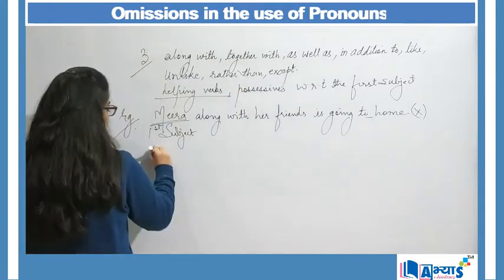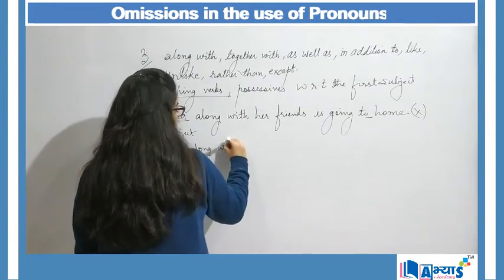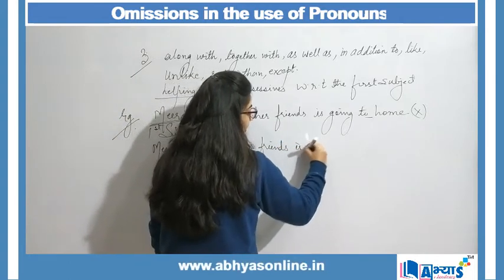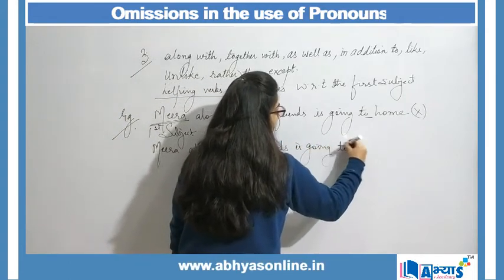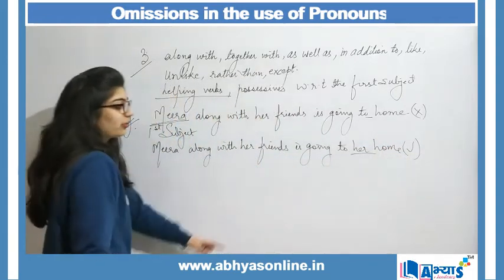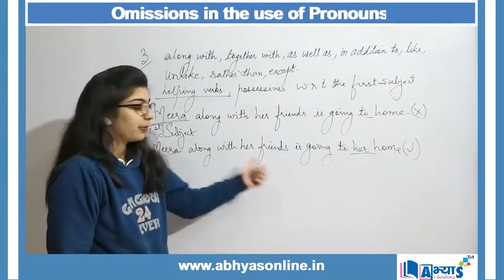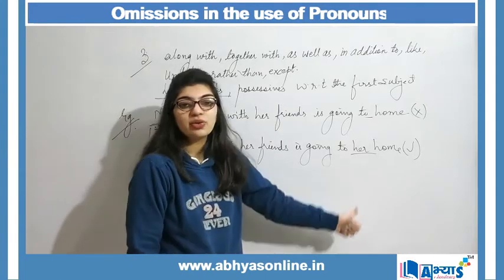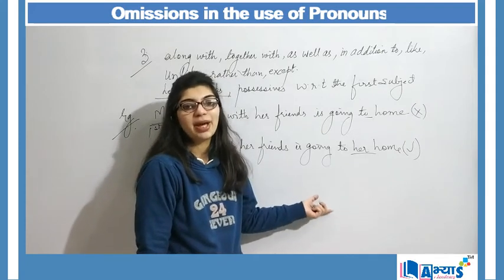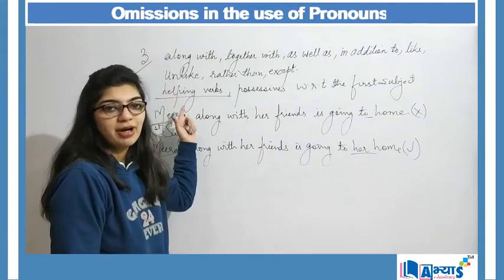So I will say Meera along with her friends is going to her home. This is correct. Why? Because her is being used for Meera and not the friends. Meera along with her friends is going to her home. This makes my sentence meaningful and it makes it grammatically correct. Why? Because it suits the rule that I have mentioned above.